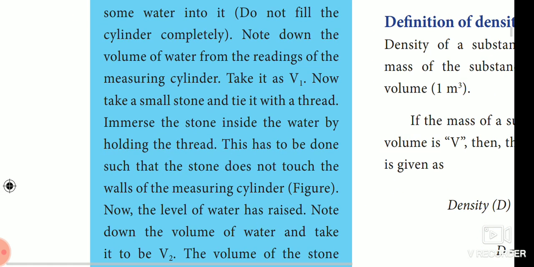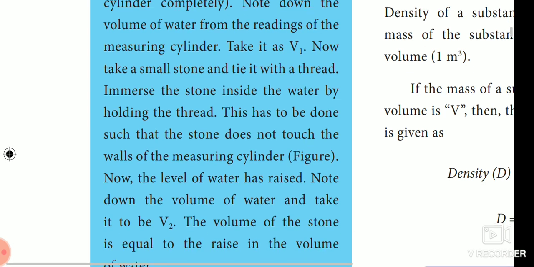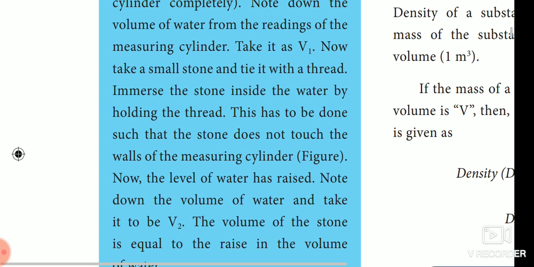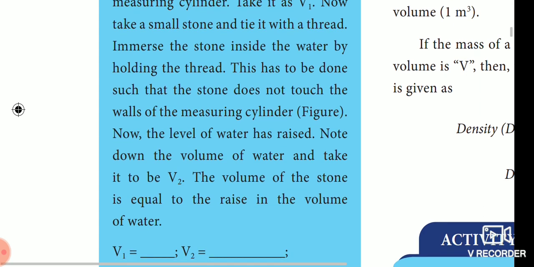Now take a small stone and tie it with a thread. ஒரு சின்ன கல்லை எடுத்து அதை ஒரு நூலில் கட்டணும். நூலை அப்படியே பிடிச்சிக்கிட்டு கல்லை நீரில் மூழ்க செய்யணும். So this has to be done such that the stone does not touch the walls of the measuring cylinder. Now the level of water has raised. Yes or no? After we tie a thread with the stone, the stone is immersed in the water. Now the water level has raised.